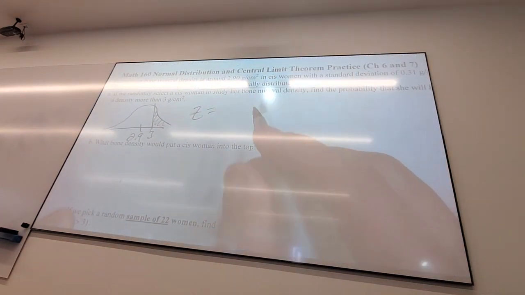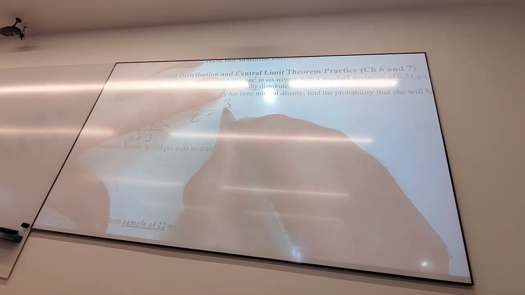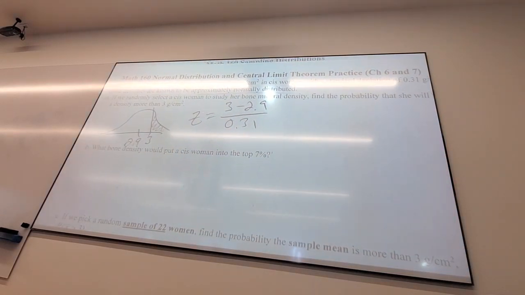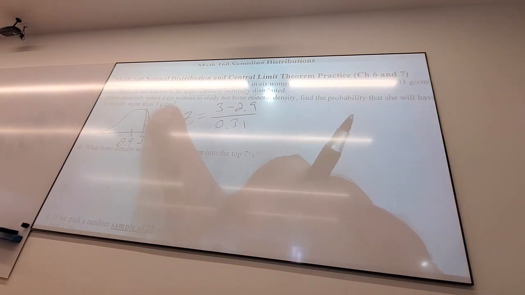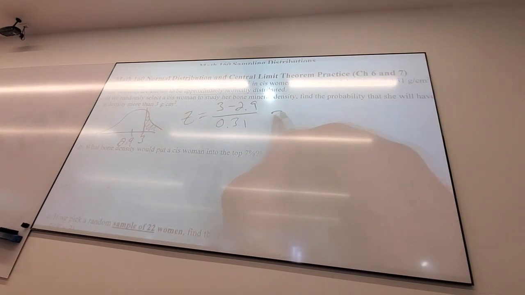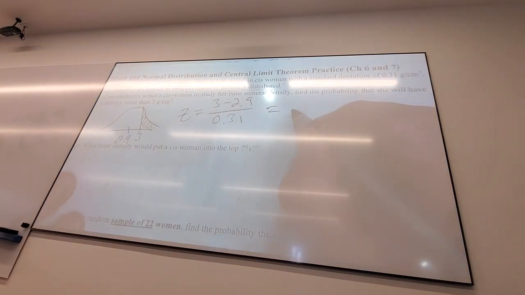So how do I set up my z-score formula? What do I put in there? 3 minus 2.90. Yep. My data point minus the mean divided by the spread. And this is for individuals, and the question is about an individual. Perfect. So then you should end up with like 0.327. What is it? 3.22. So 0.32?